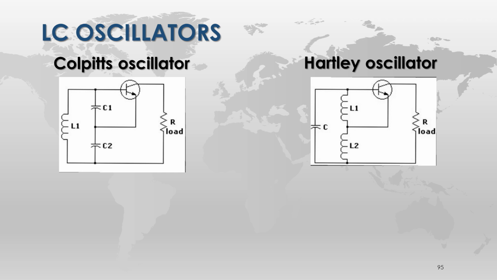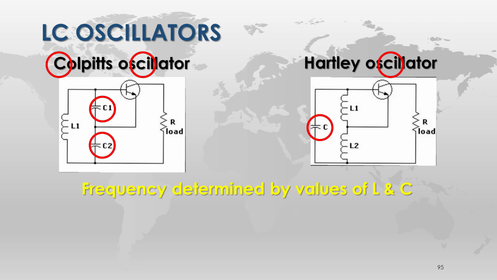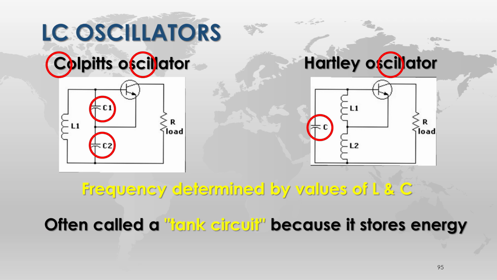Okay? Don't worry about the inductors. So remember it for the test: two C's in Colpitts oscillator, one C in Hartley oscillator. So if you get a question about that, that's how you remember those two. But that's what they look like. They have a transistor, one or two inductors, one or two capacitors, and a resistor. Frequency is determined by the values of the inductor and the capacitor, or L and C. And it's often called a tank circuit because it stores energy.